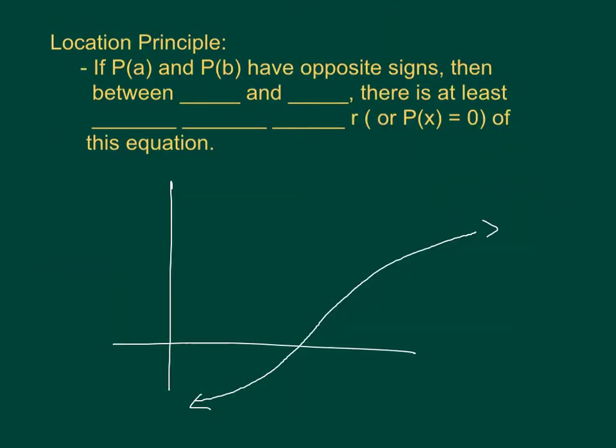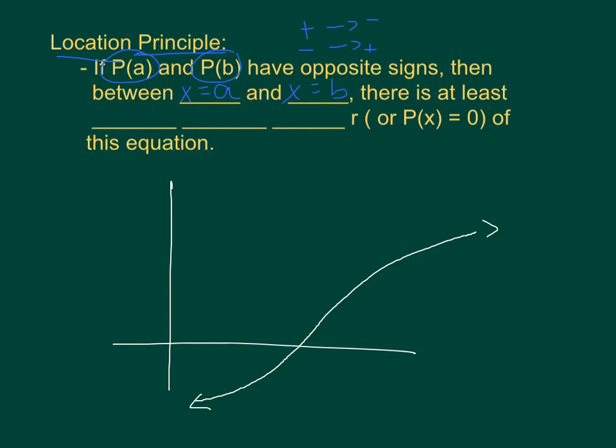Okay, last thing I want to talk about today, and that's the location principle. Say that 10 times fast before you go to sleep tonight, and you'll be smarter when you wake up in the morning. If P of A and P of B have opposite signs, so positive to negative or negative to positive, then between x equals some A and x equals some B, remember, P of A is some y value for some A, and P of B is some y value.